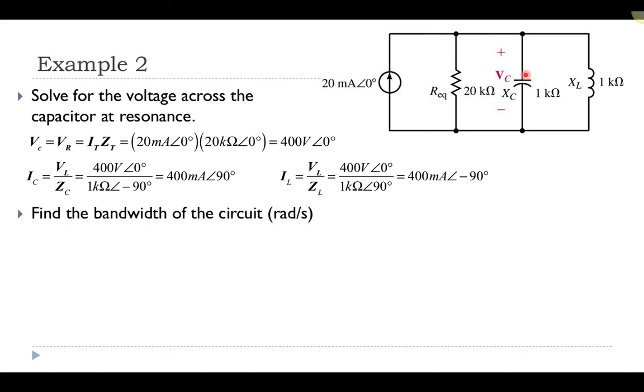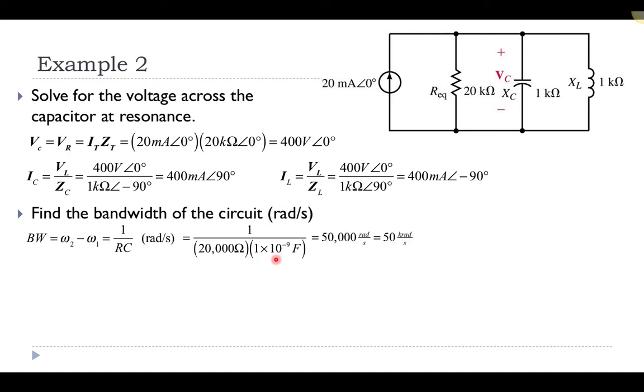We could determine the bandwidth for this particular circuit as well. The bandwidth is just the difference between the upper half power frequency and the lower half power frequency, but we know that's just 1 over the resistance times the capacitance. So that's 1 over the equivalent resistance, 20 kiloohms, which is 20,000 ohms, times 1 nanofarad, which is 1 times 10 to the minus 9, and I get 50,000 rads per second, or 50 kilorads per second.